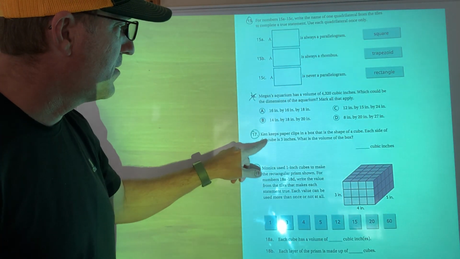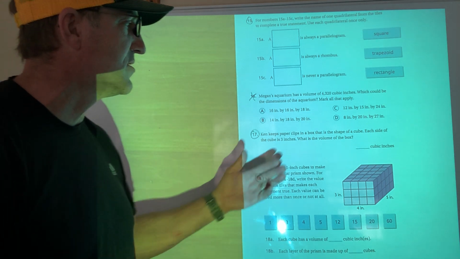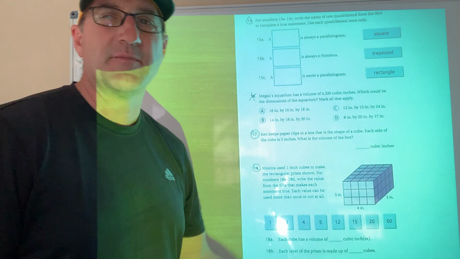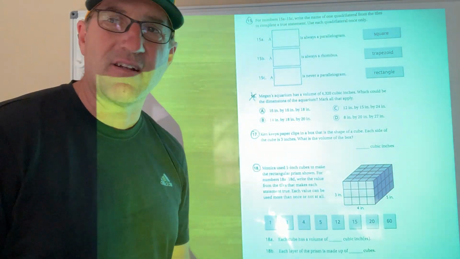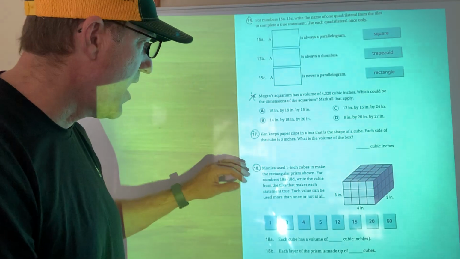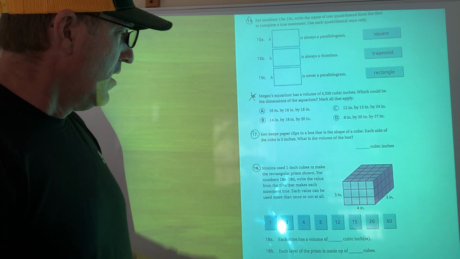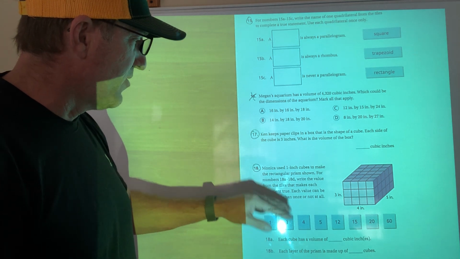Okay. Ken keeps paper clips in a box that is the shape of a cube. Each side of the cube is 3 inches. What's the volume of the box? Length times width times height. If it's a cube, that means all of the sides are the same, right? So 3 times 3 times 3. Easy. All right.